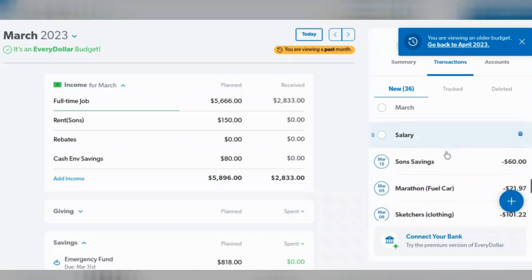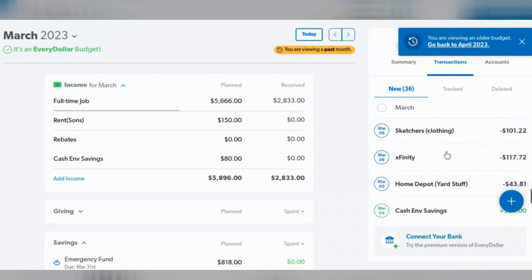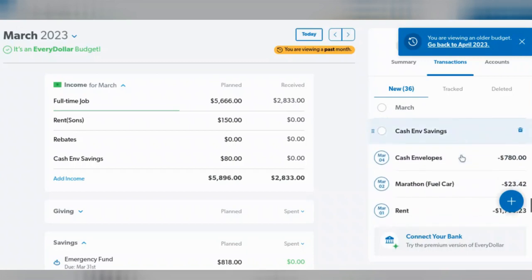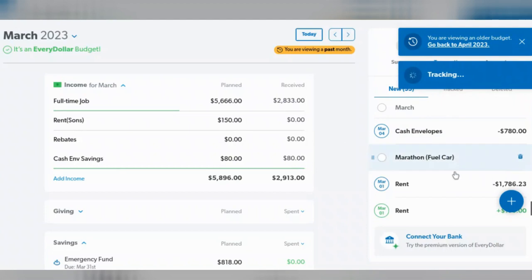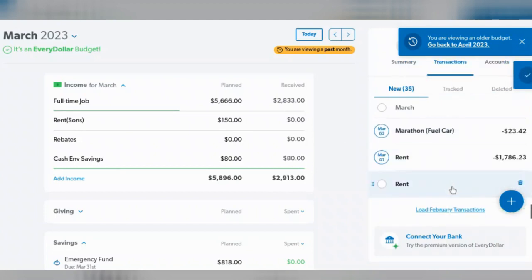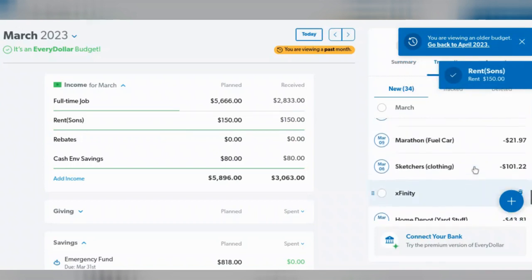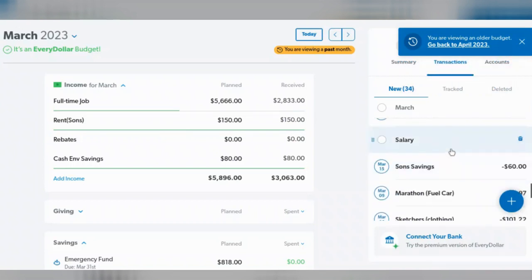I got my income already classified. I try to put extra income lines in here because my salary stays the same. It's not going to change. So my cash envelope savings, I need to drag and drop that. That was $80 for the month of March. I saved that from February into March. My son paid $150 for his portion of the rent. And I had one more paycheck for $28.33 on the 15th.